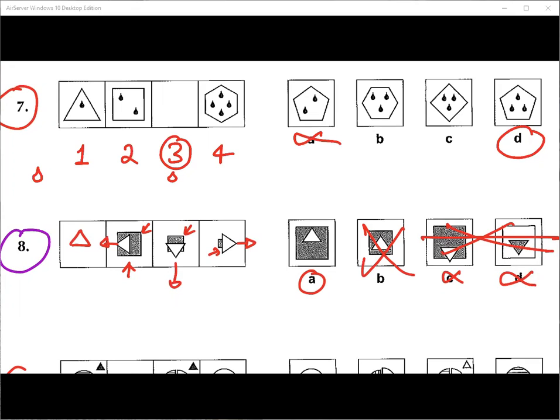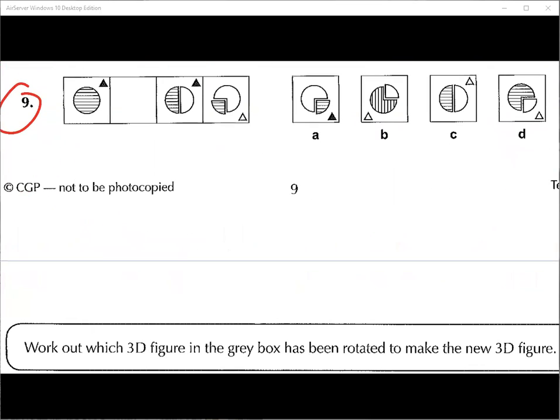So you would need 3 teardrops, so it can't be A. So what about the number of sides? The shape would have 3 sides, then 4 sides, then 5, and then 6. So it can't be B or C. It has to be D. Fantastic. A 5-sided outside shape and 3 teardrops. Done. Excellent. Question number 9.